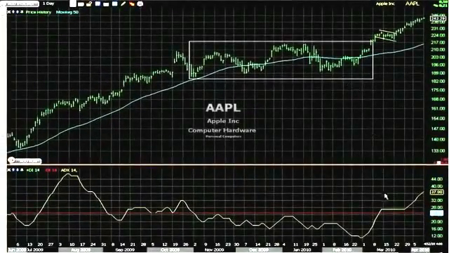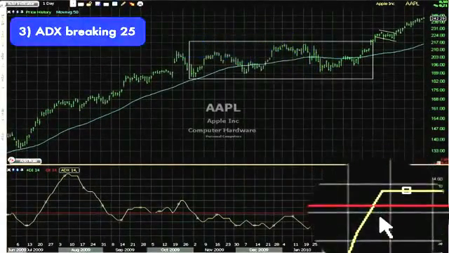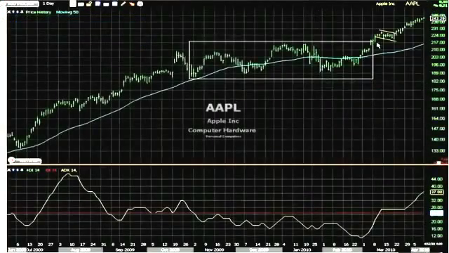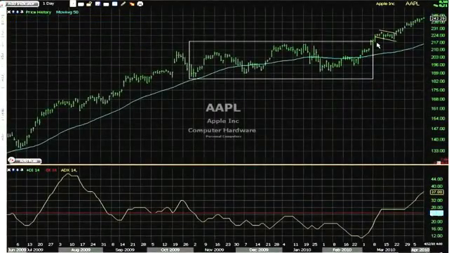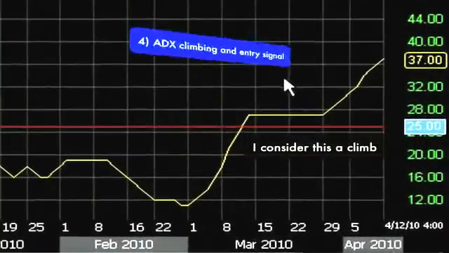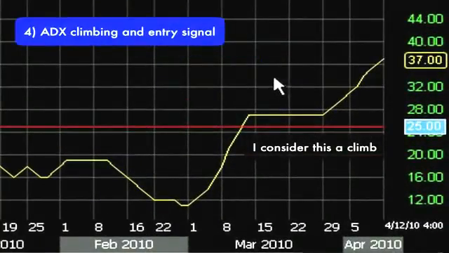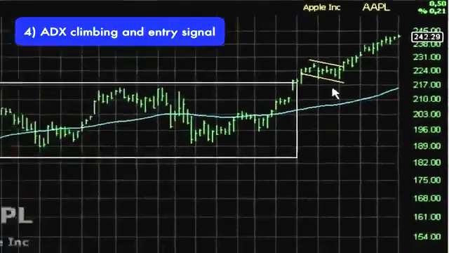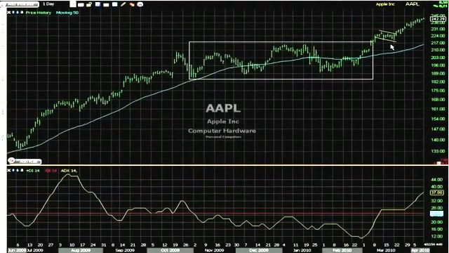Third, I'm going to look for a break of 25 in ADX and a break of the sideways price action. And fourth, I'm going to see that ADX is climbing and then I will wait for my signal, which in this case is a flag. I consider this a high odds trade.